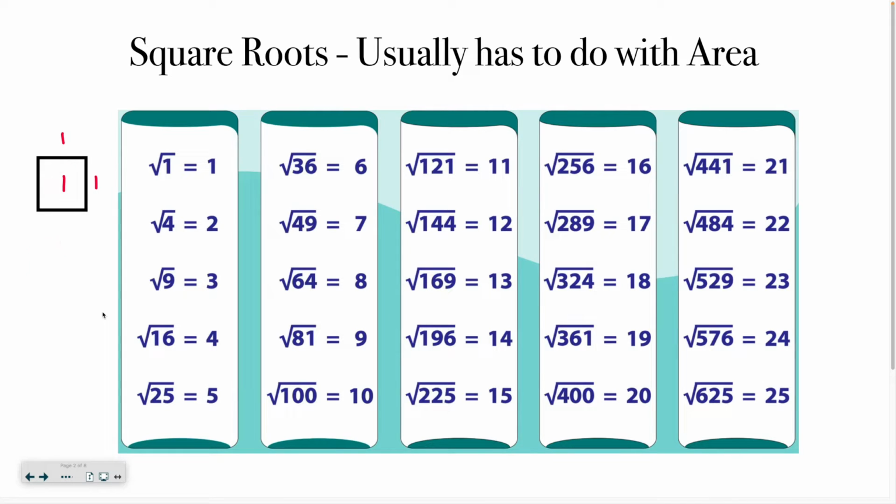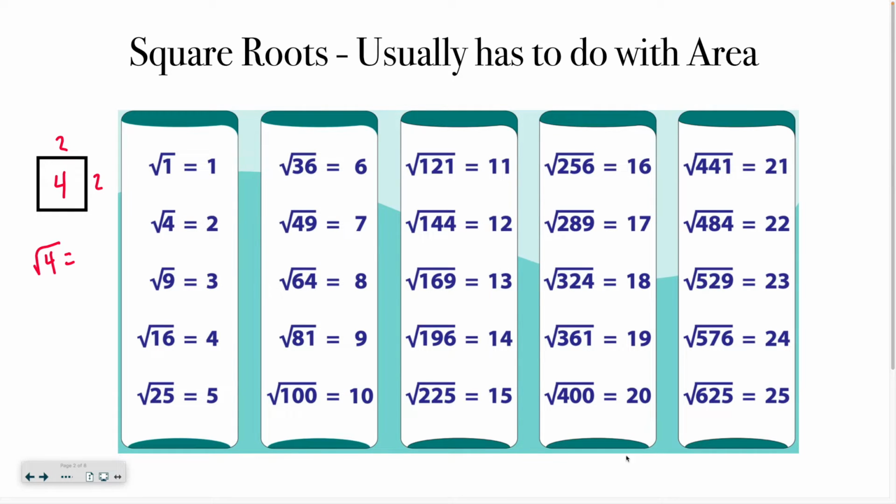And let's change it to a different number. So let's say that the side length was 2. That means the area of the square would be 4. And if I were given the area of the square to begin with and asked to solve for the side length, I would do the square root of 4.